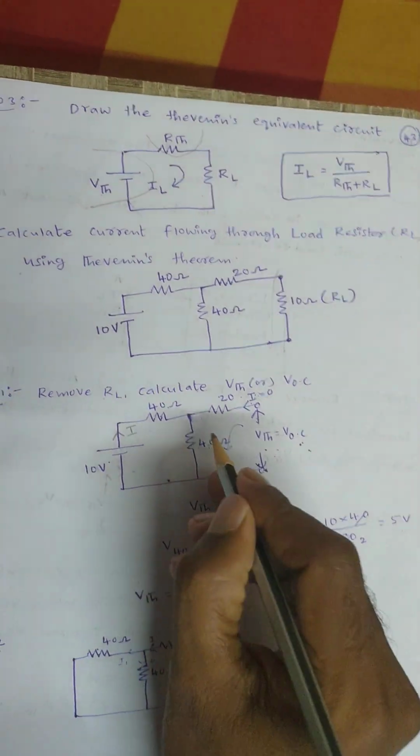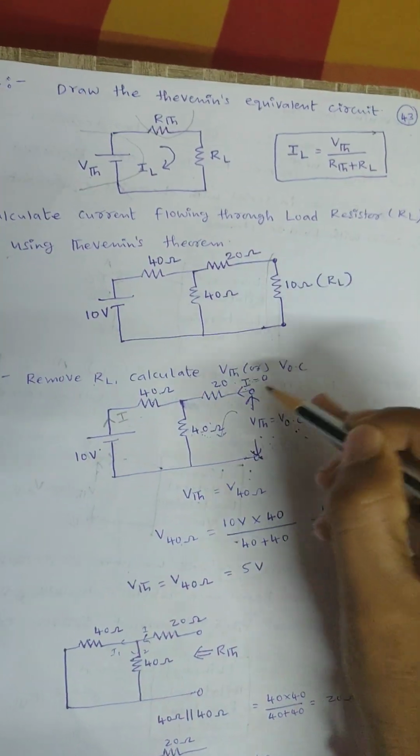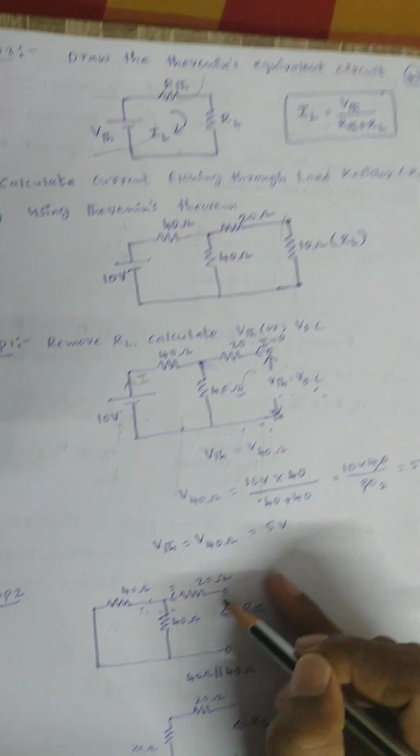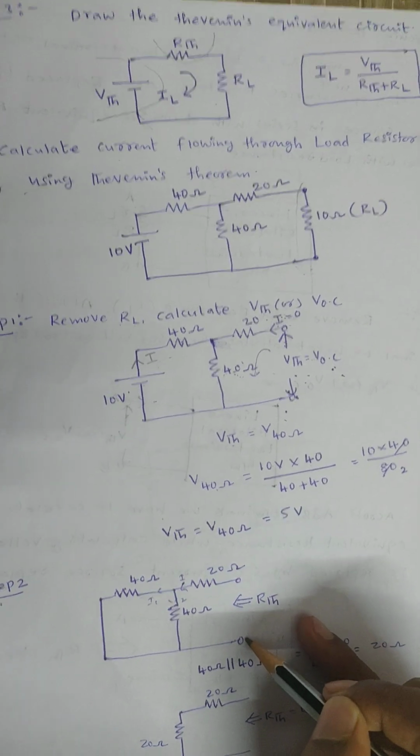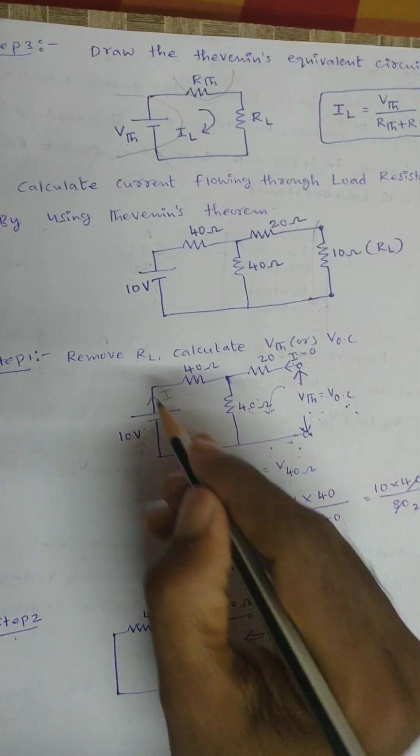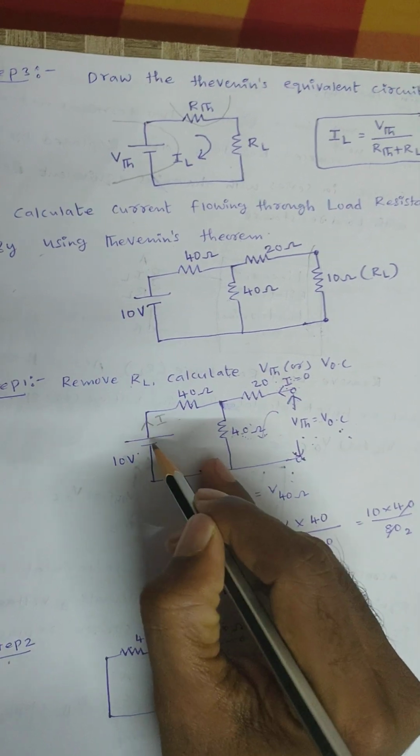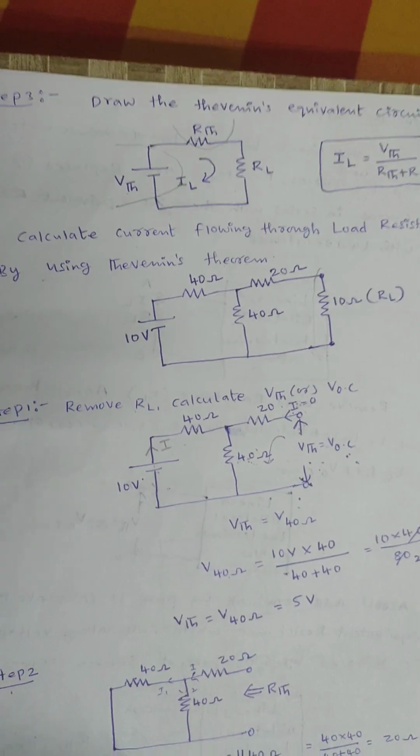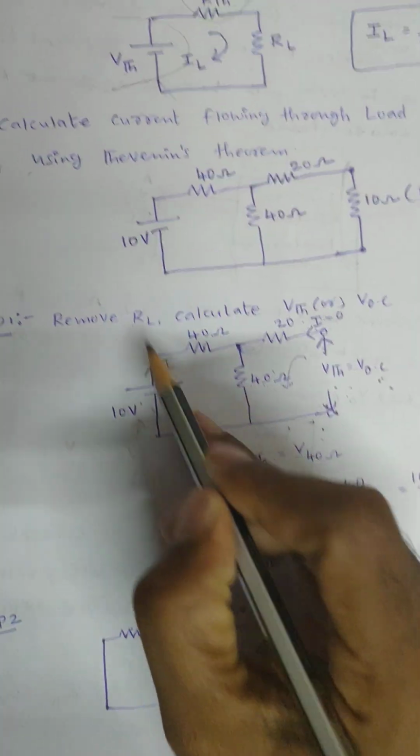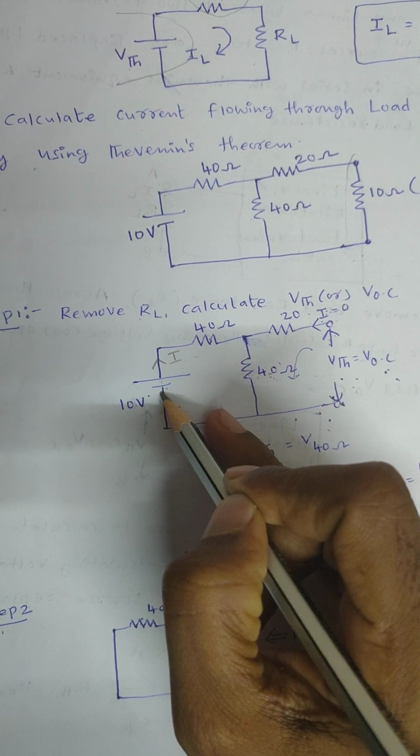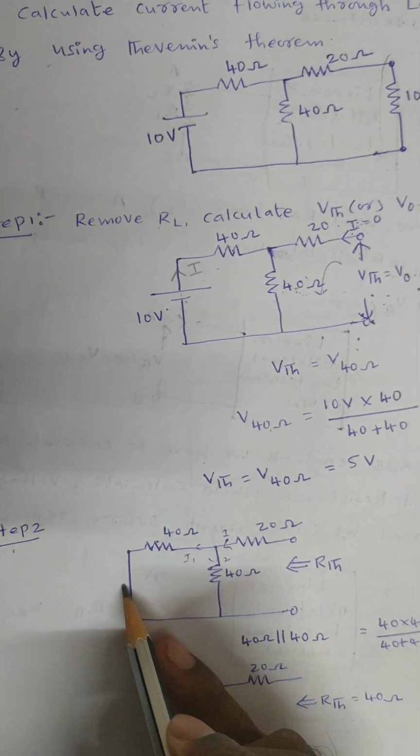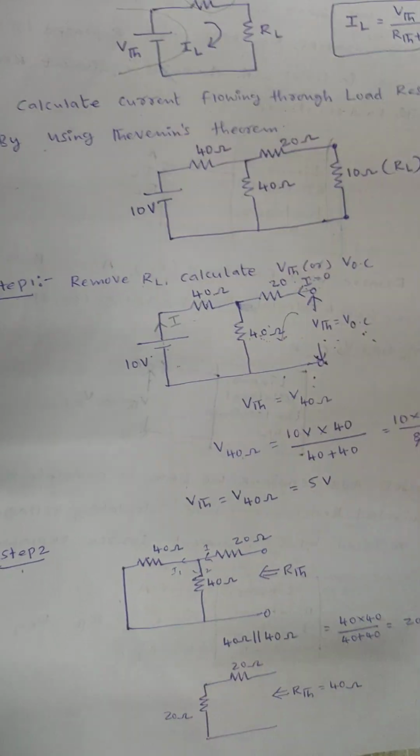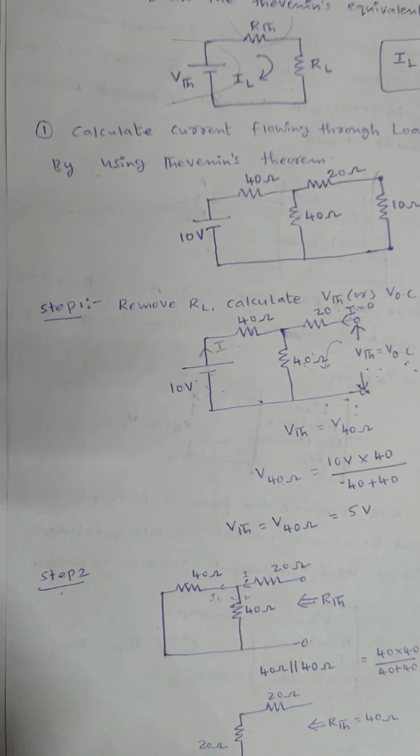Next, what is step 2? Across these two terminals where we removed the load resistance RL, we need to calculate Thevenin's equivalent resistance. If the circuit has a voltage source, it should be replaced by a short circuit. If it has a current source, it should be replaced by an open circuit. Here the circuit has a voltage source, so it should be replaced by a short circuit. To calculate RTH on my right hand side, I proceed from my left hand side.